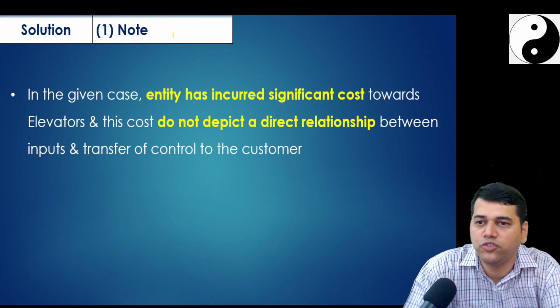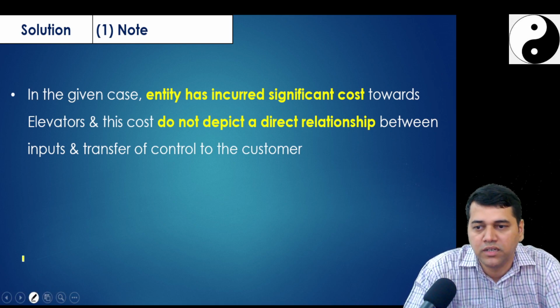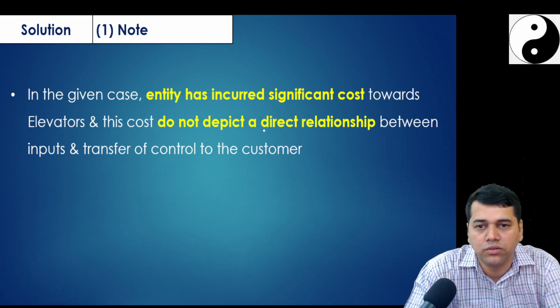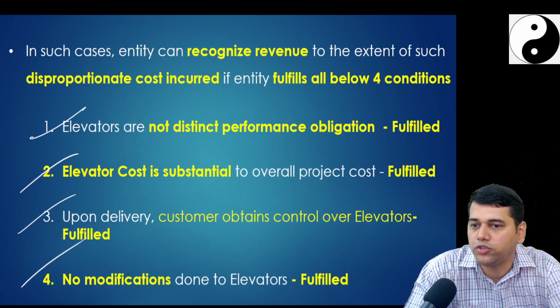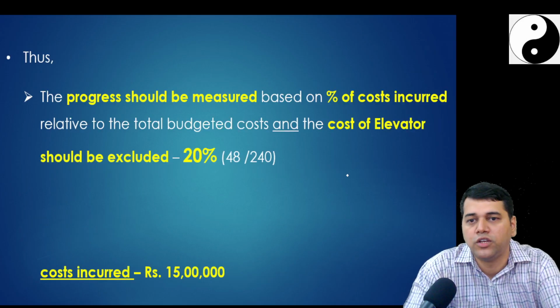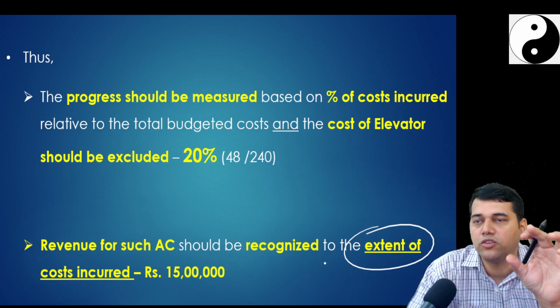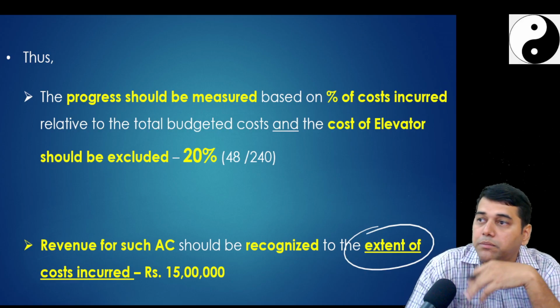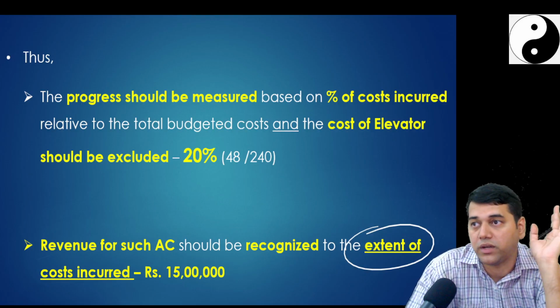So first, as usual, you will write a certain note there. There is no direct relationship. That's why we are going to use this exception, and those 4 conditions we are going to check. And the conditions are fulfilled. Yes. So we are going to recognize revenue to the extent of cost incurred. This is one conclusion. For me, it may take you 2 or 3 marks, or 3 to 4 marks.